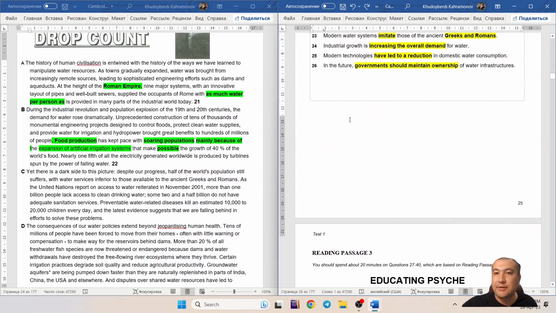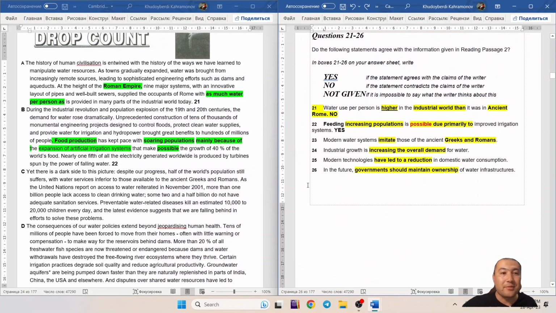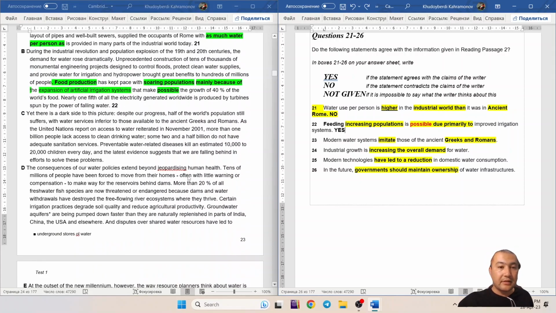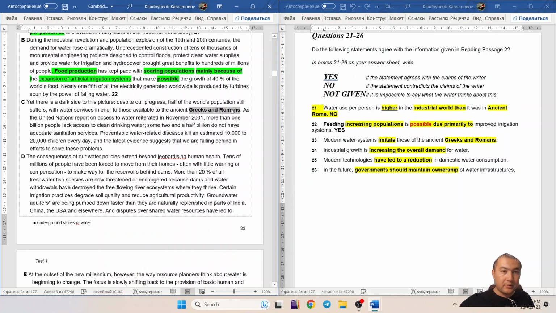Oh, sorry guys, some technical problem. And the next one, modern water systems imitate those of the ancient Greeks and Romans. So they are imitating Greeks. And here we have the keywords Greeks and Romans. So let's find out what is happening here. There is a dark side to the picture. Despite our progress, half of the world's population still suffers. They are suffering, right? With water service inferior to those available to the ancient Greeks and Romans. But where is imitation here? Which means there is no imitation, but this is the correct location.